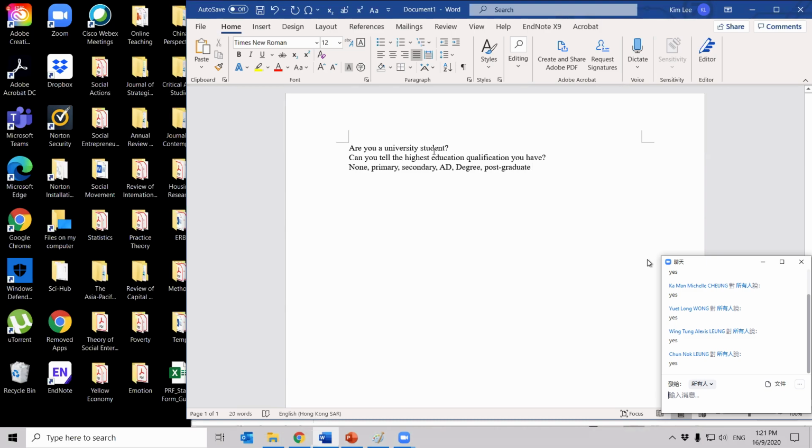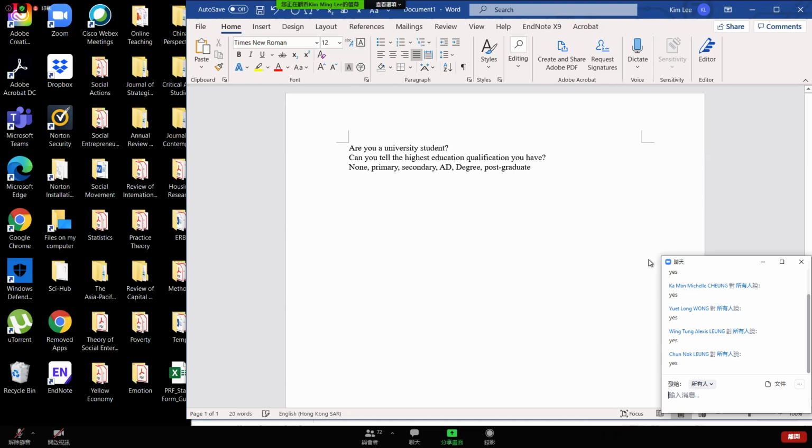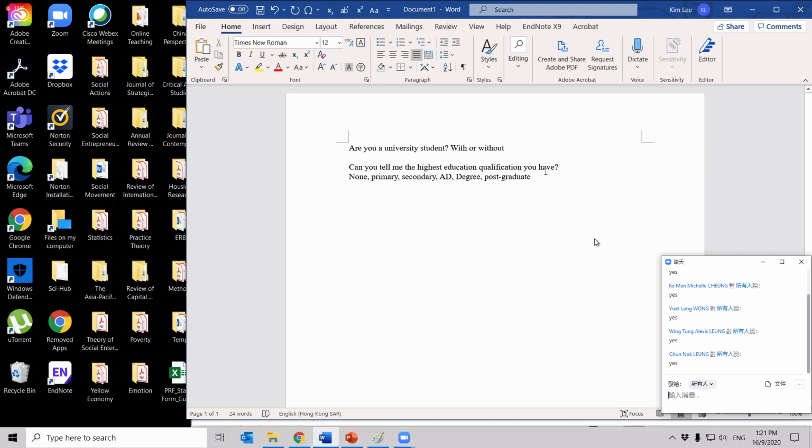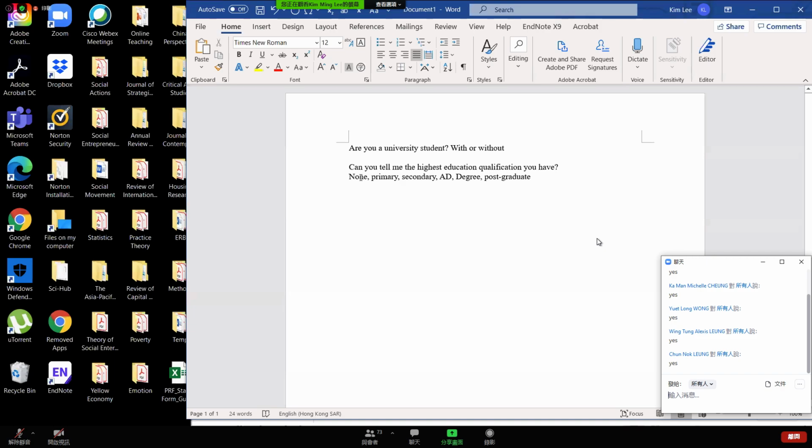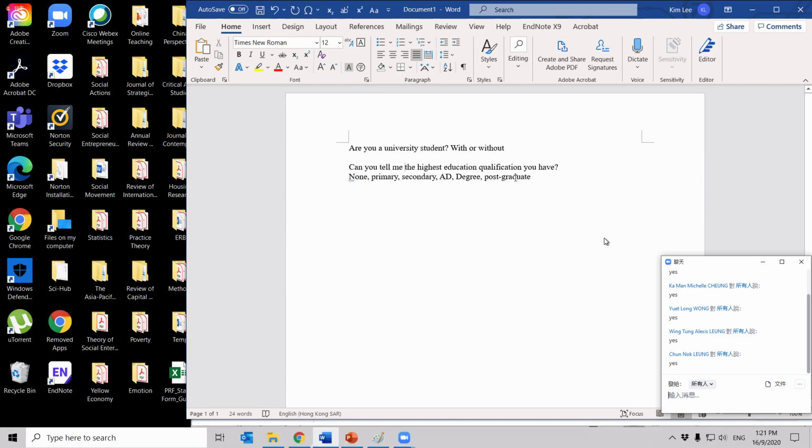With the first question, are you a university student, you have just with university education or without. This is just two categories. But if you ask the second question, can you tell me the highest educational qualification you have, then you have several options for them to choose. Then you can measure the educational level more precisely.